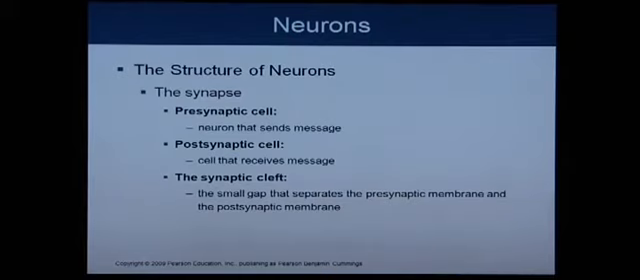So at the synapse, there is a presynaptic cell. This is the one that's sending the message. And then there's a postsynaptic cell. This is the one that receives the message. And in between the two, we have a synaptic cleft, which is a gap that's going to separate the presynaptic membrane from the postsynaptic membrane.